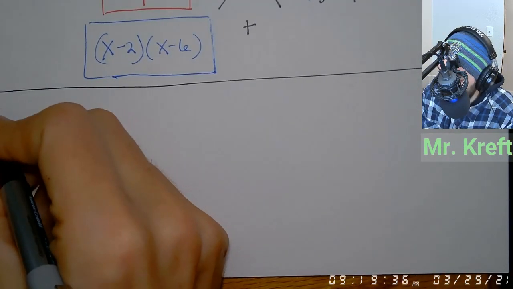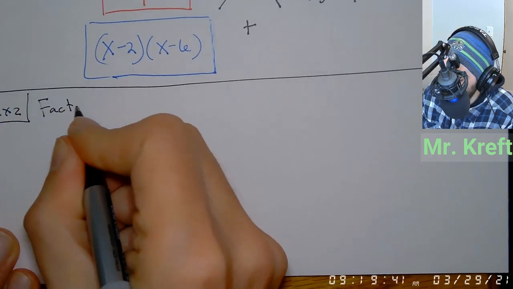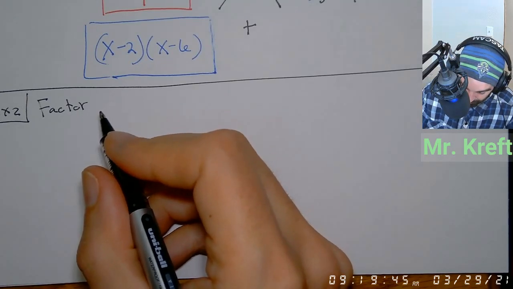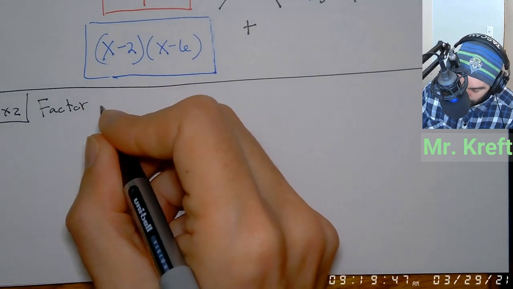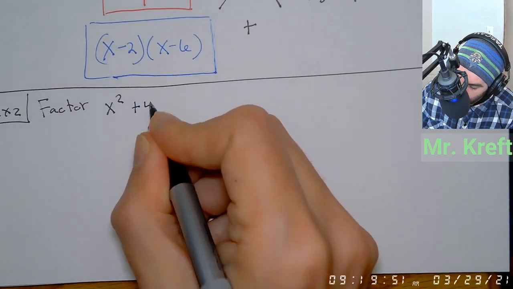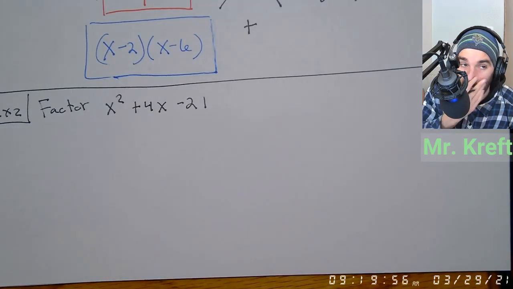So here's your next one. So here's example 2. So we're going to factor. Let's do one more together. And then, like I said, you guys will try a few on your own. So we're going to have x squared plus 4x minus 21. Okay.